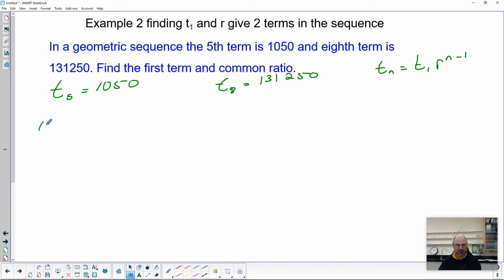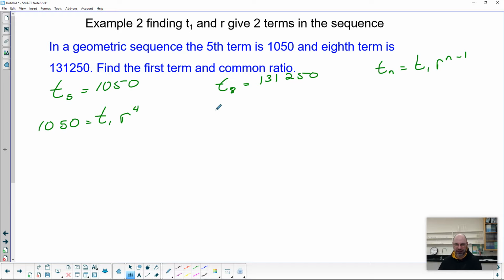So let's go ahead and do T5 first of all. So T5 is going to be 1050 equals, okay, now T1 we don't know, so we just put it. R we don't know. And n we know is 5. So 5 minus 1 is 4. So there is our first equation with 2 unknowns, T1 and R.